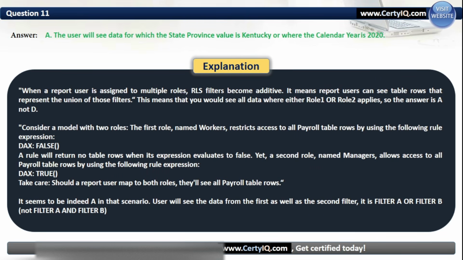It seems to be indeed A in that scenario. User will see the data from the first as well as the second filter. It is filter A or filter B.